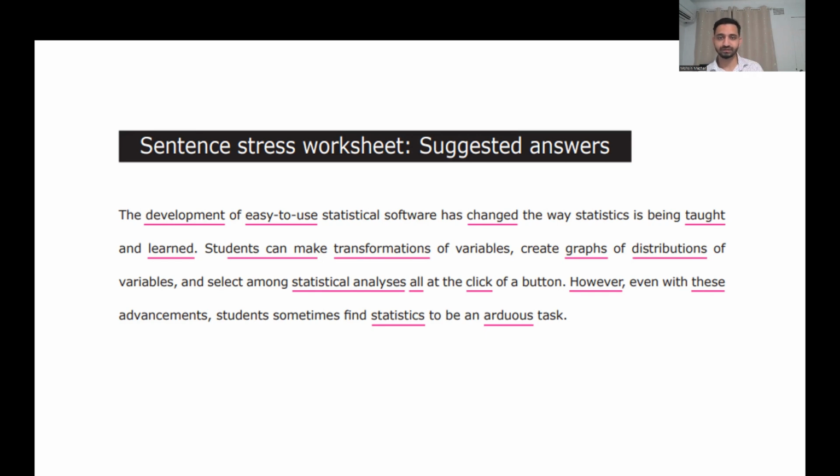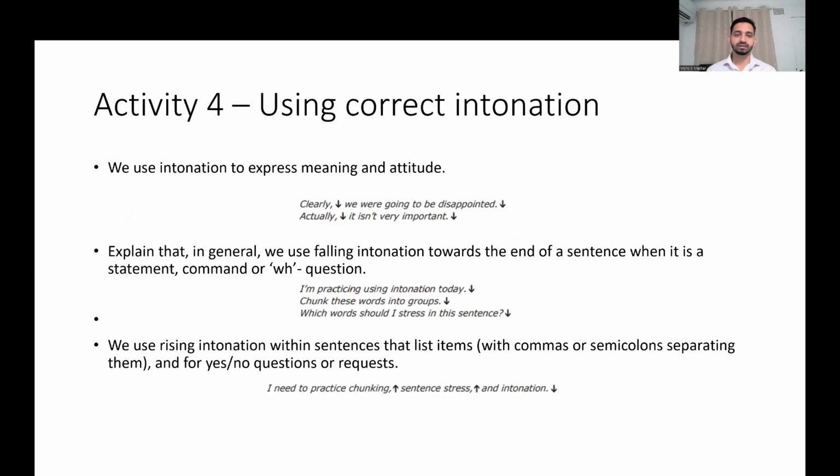So the most important thing is to stress the most important words, and most commonly we stress nouns. You can see here the nouns are mostly stressed. Verbs are mostly stressed. Adjectives are mostly stressed. When we're contrasting, it's stressed. "All" is stressed as well, as in "all at a click of a button." So "all" is also stressed, something that you think is very, very important. Okay. All right. Now we're going to be talking about intonation.